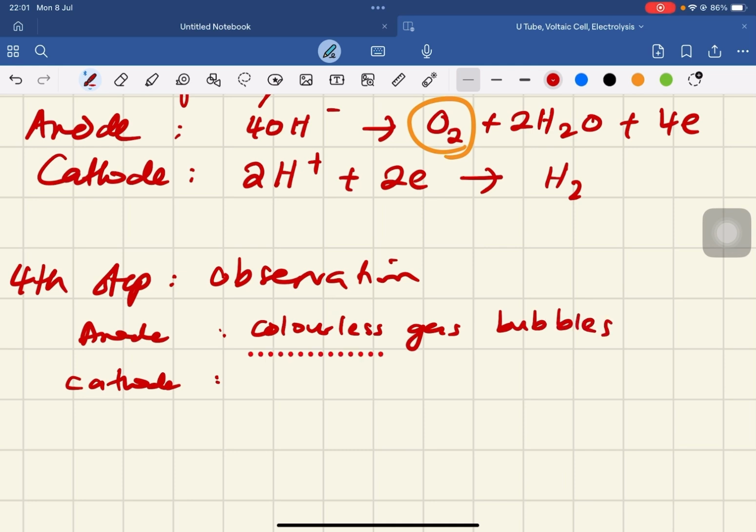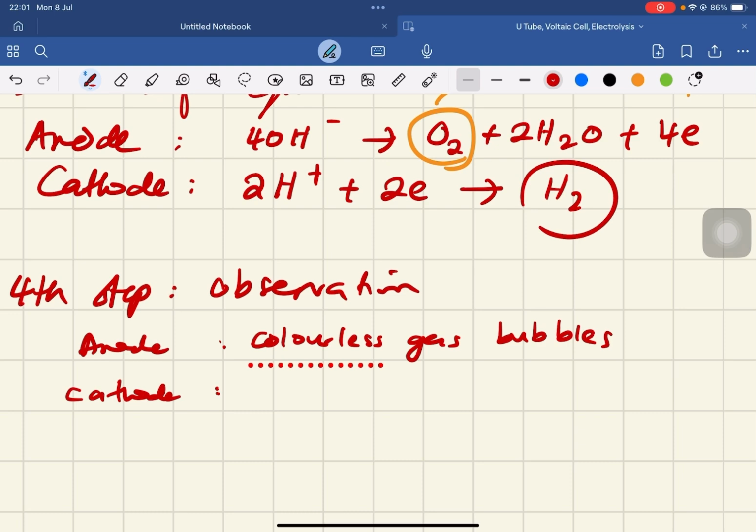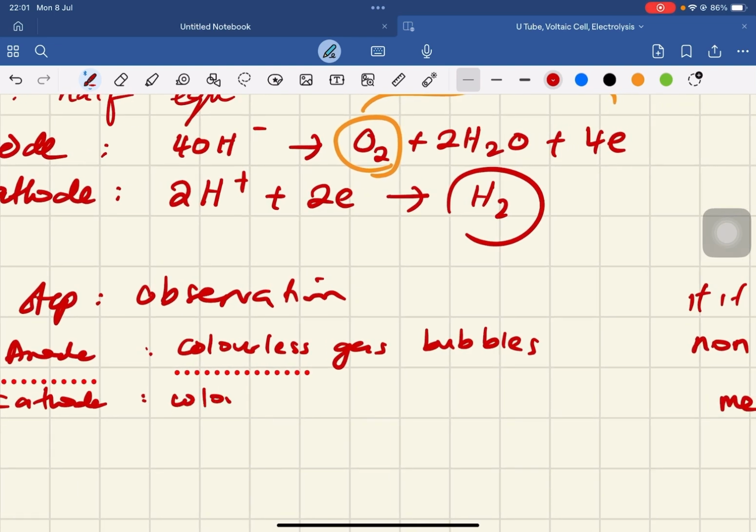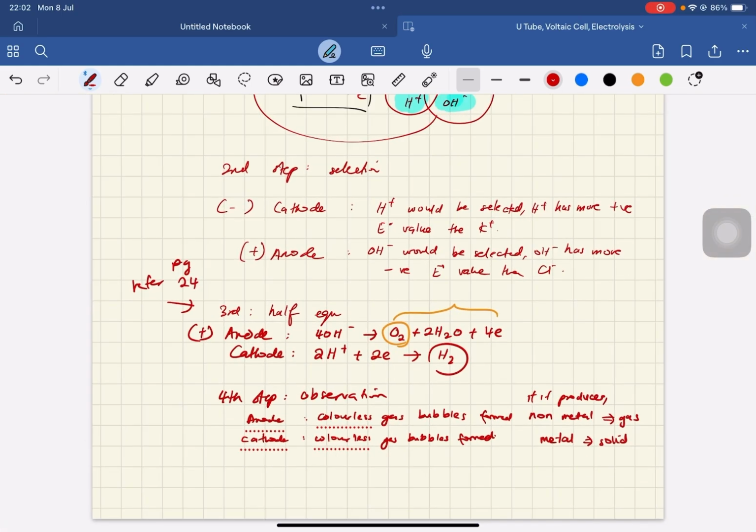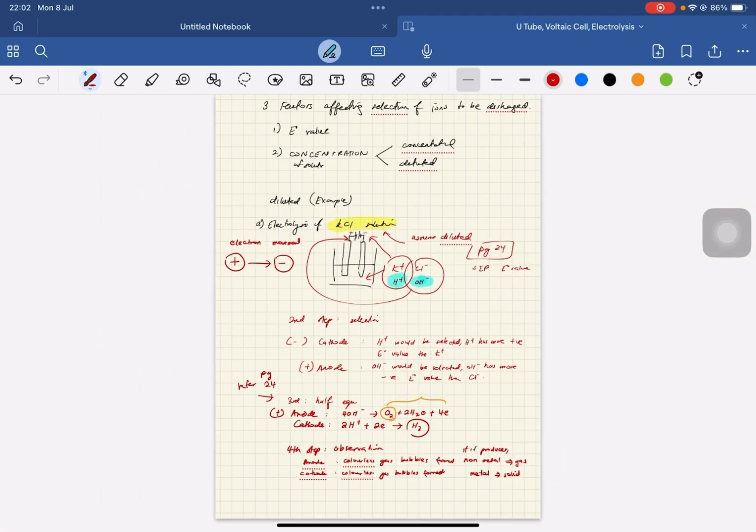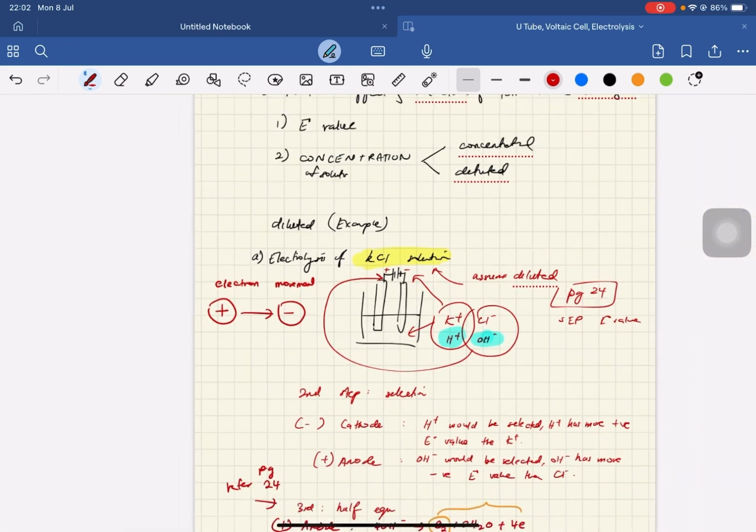Okay, how about cathode? Hydrogen also no colour, so colourless gas bubbles also. Colourless gas bubbles is formed or produced. Alright, that's it. Okay, and so this is example untuk diluted lah.